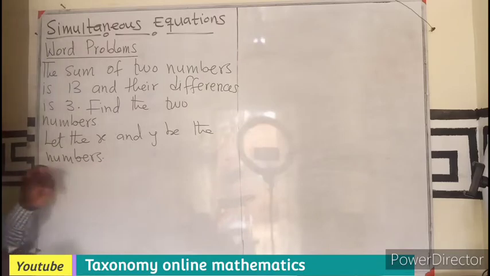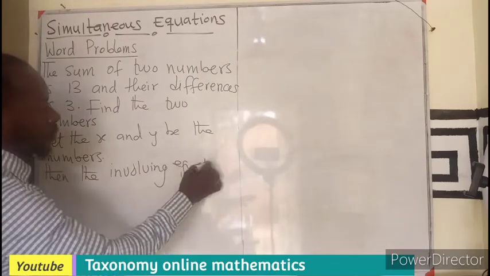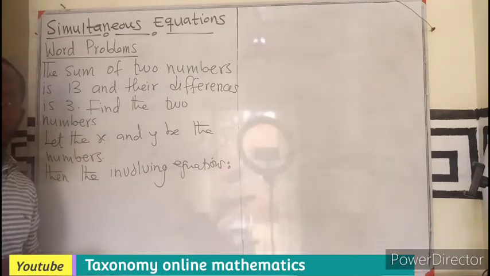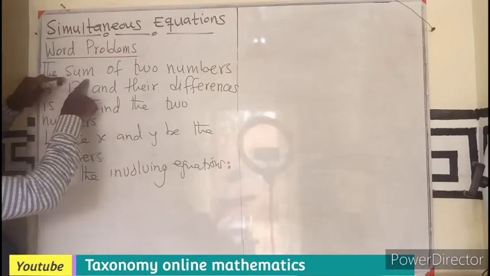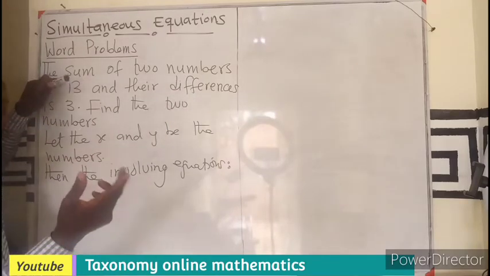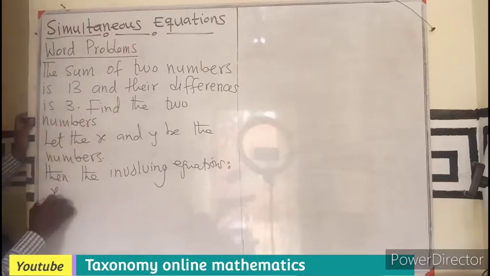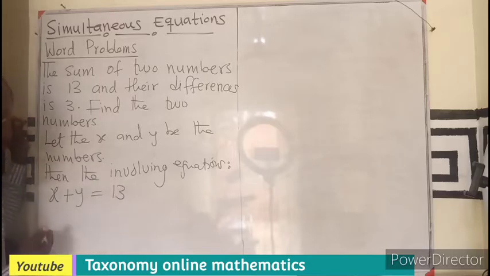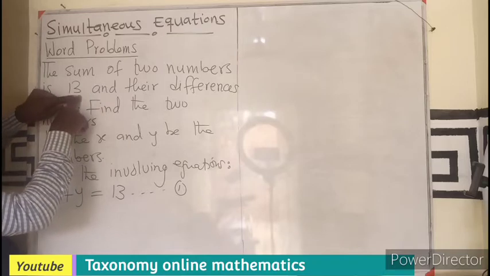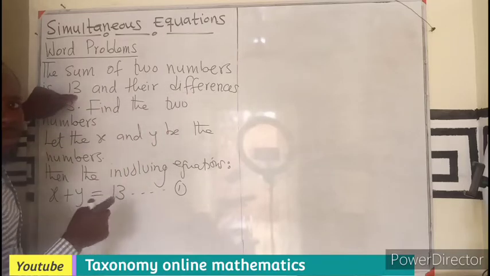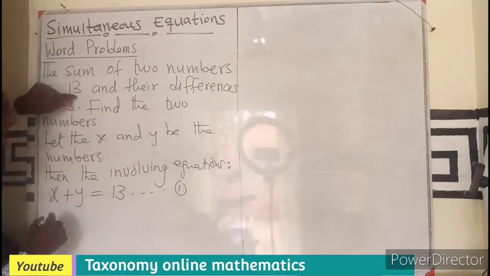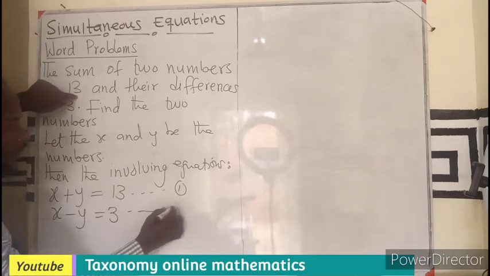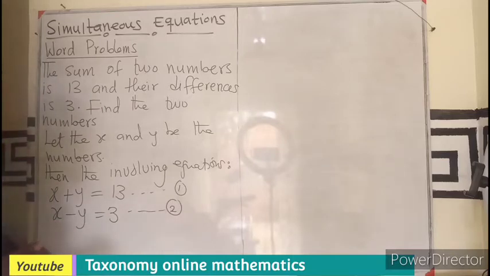Now, if that is the case, the equations will become: first, the sum of two numbers. Sum means addition. So x being the first number and y the second number, x + y = 13. That is our first equation. And their difference, meaning the subtraction between the two, is x - y = 3. That gives us our second equation.